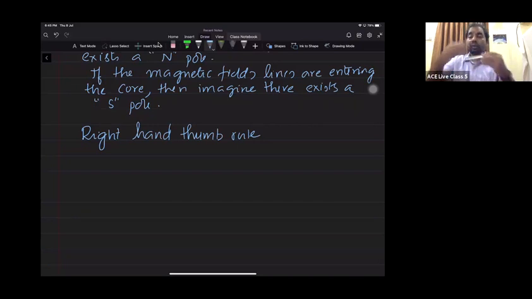The other one is, if I have a coil and you want to know the direction of flux lines, then you have to place your four fingers in the direction of current through the coil, and your thumb gives the direction of flux lines. I hope you are clear with this terminology. Please confirm. Right, so these things are required to understand the concept of pole formation.